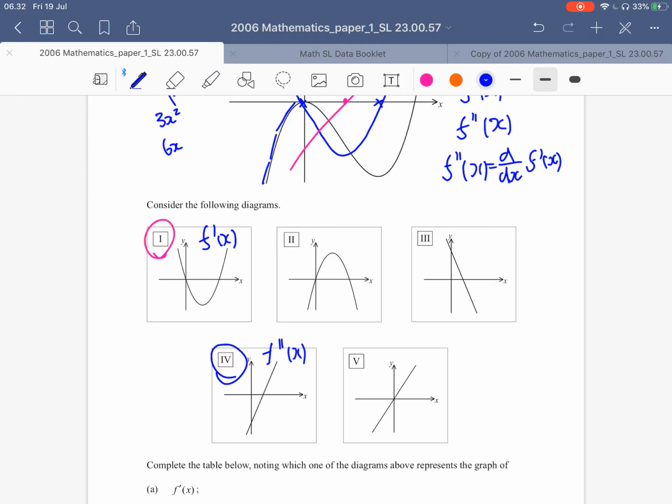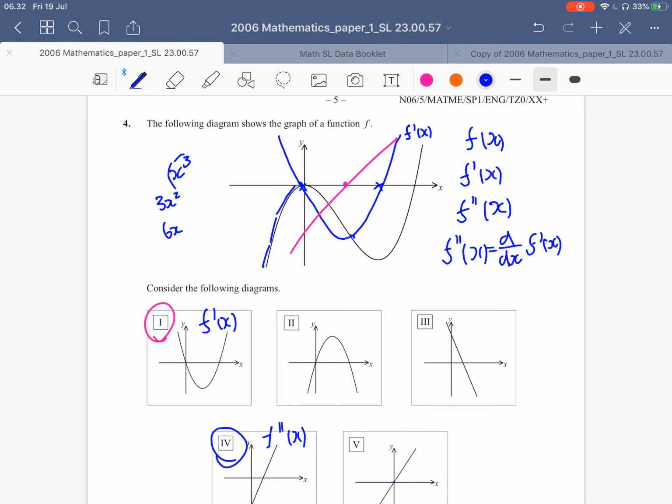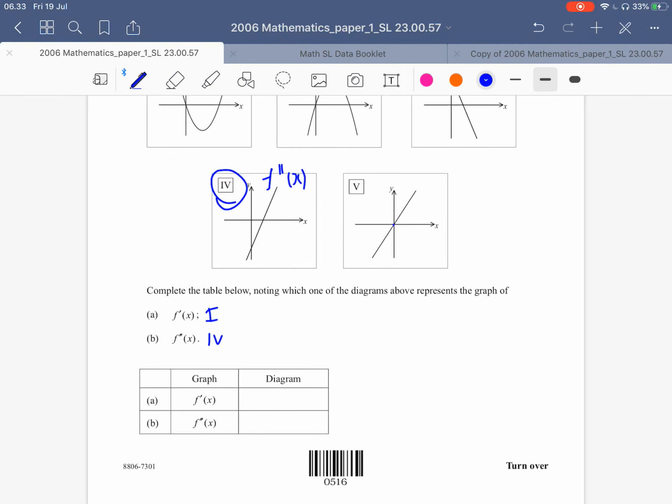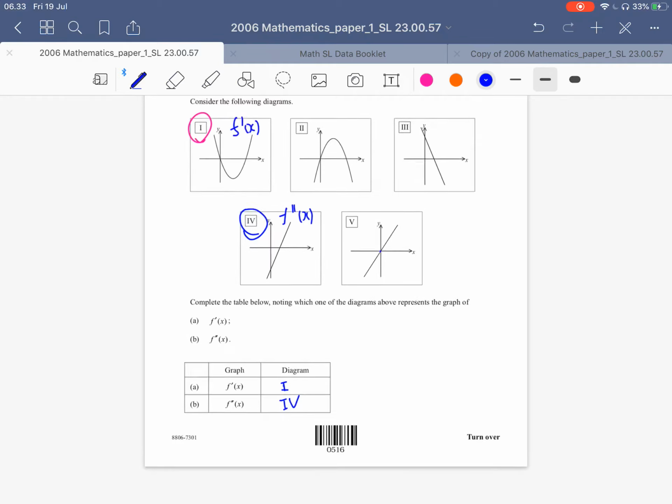Why isn't it this one? Well, because the minimum doesn't occur at the origin. The minimum occurs over here. And it's not that, because if it was that, it would look like this, which it doesn't look like the other one. And yeah, so here this is IV. Oh, wait, they want us to draw in a little box. IV, and that's the answer.